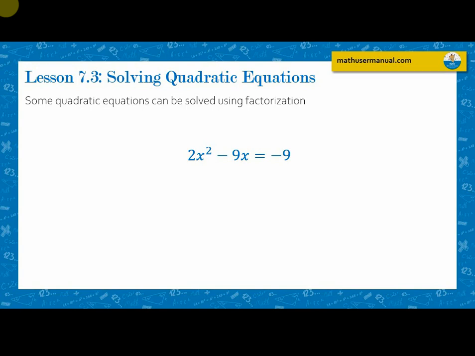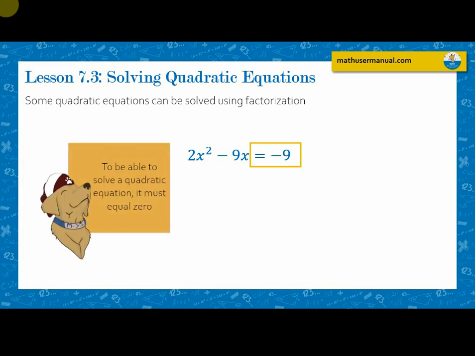The more we practice, the more we learn. So let's solve for one more quadratic equation using the factor method. The equation we see on the screen has a little issue. It is equal to -9. And as we learned in the previous part of this lesson, quadratic equations must equal 0 in order to solve.